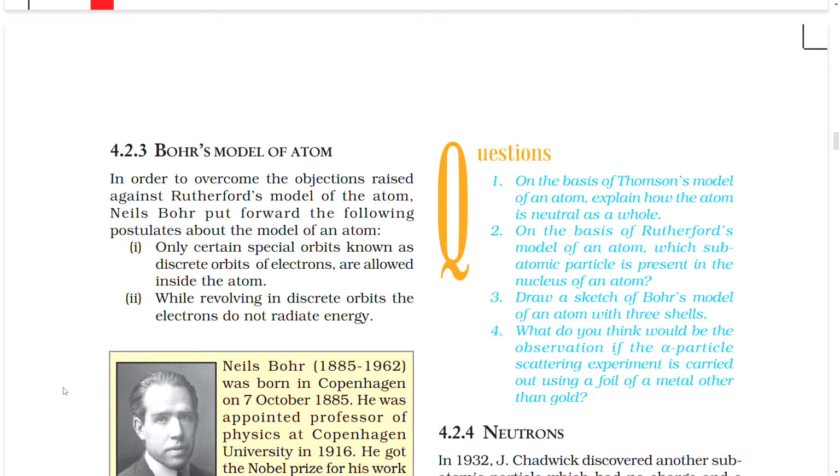4.2.3 Bohr's model of atom. In order to overcome the objections raised against Rutherford's model of the atom, Niels Bohr put forward the following postulates about the model of an atom. 1. Only certain special orbits known as discrete orbits of electrons are allowed inside the atom. 2. While revolving in discrete orbits, the electrons do not radiate energy.